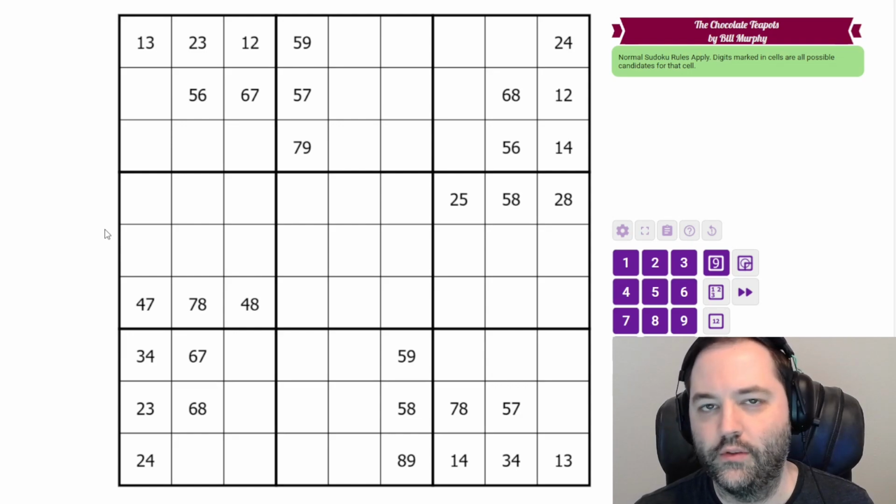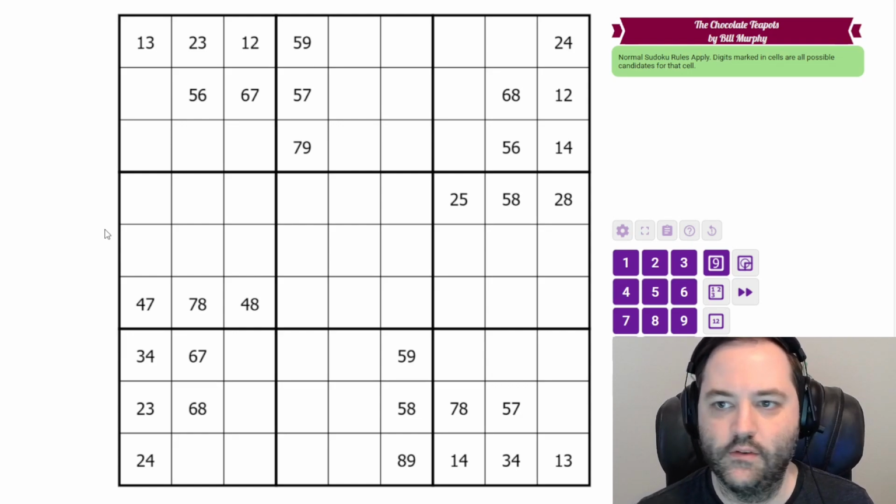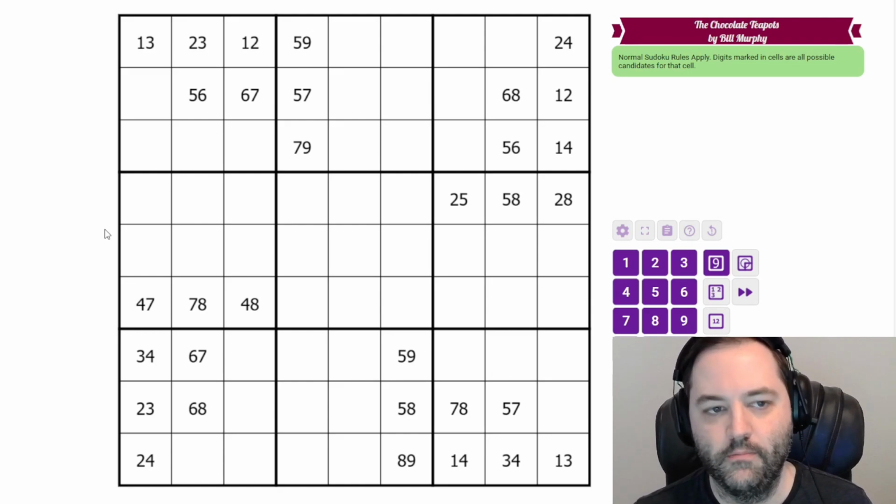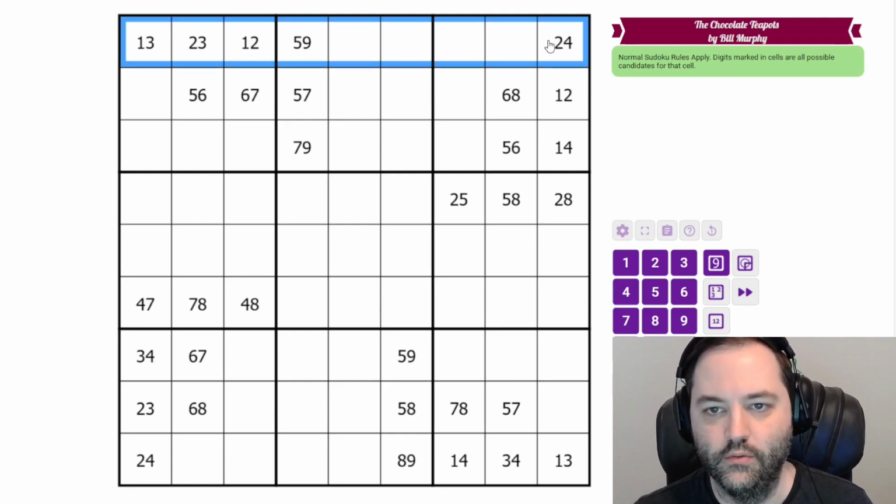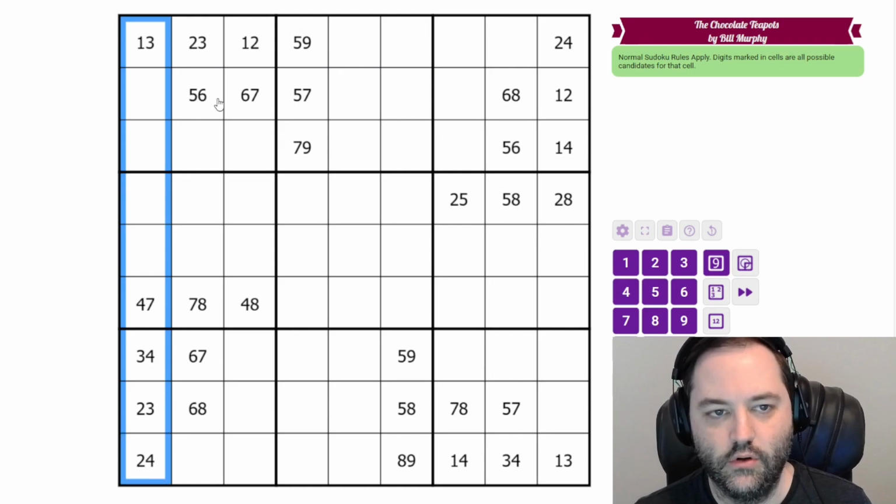Hi everyone, this is the walkthrough for the January 7th puzzle. It's called the Chocolate Teapots by Bill. And we have normal Sudoku rules, 1 to 9 in each row, column and 3 by 3 box.